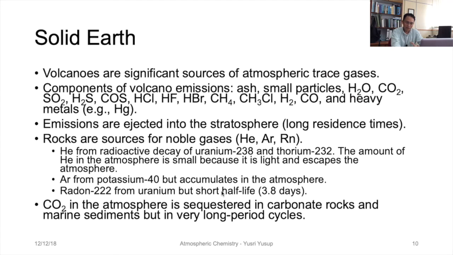Now, carbon dioxide is also released from the solid Earth, or absorbed into the solid Earth because of the sequestration processes that convert carbon dioxide in the air into carbonate rocks and marine sediments. But this process takes a very long time, very long period cycles, as compared to biological processes such as photosynthesis.